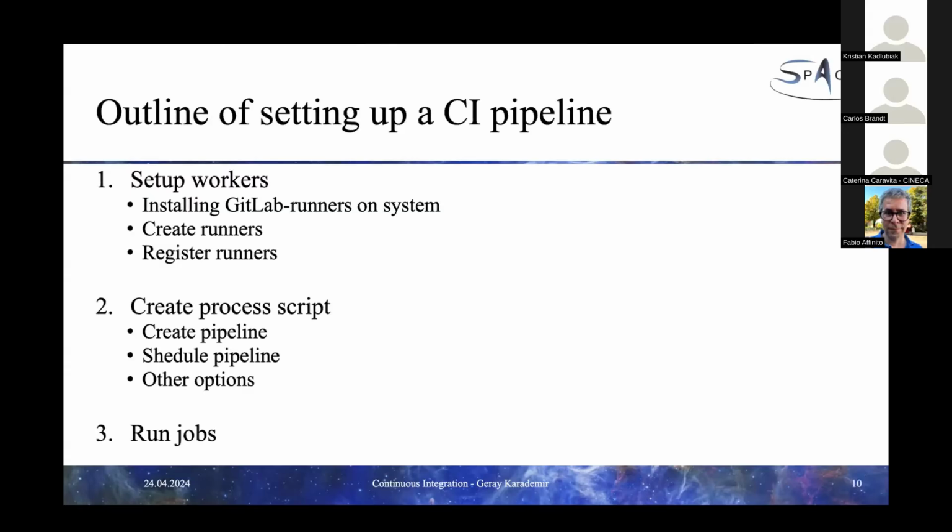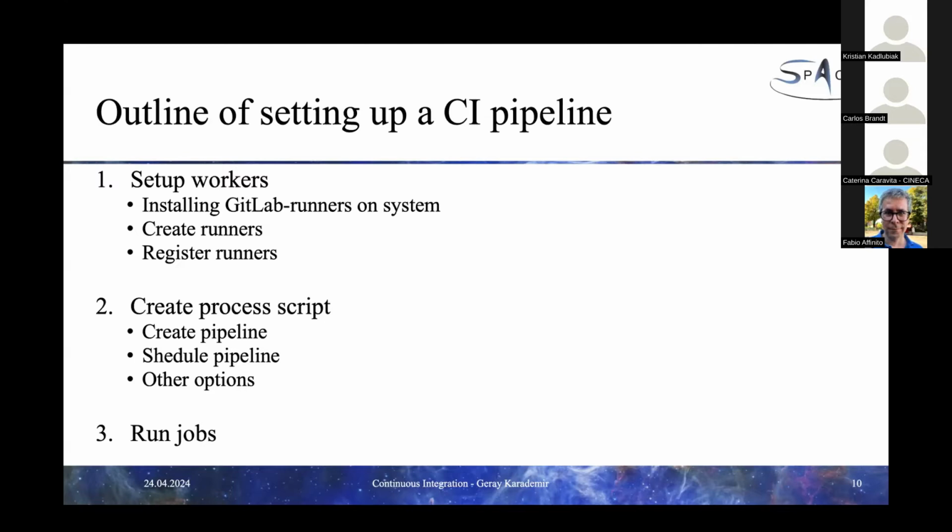Cool. So what do you need to set up the pipeline? I will just go through this now in a few bullet points. The first thing is, of course, that you need to set up the workers, because you need something which executes the code at the end of the day. These are the so-called GitLab runners. Of course, you need to install them on your system, and you have to create them and register them. No worries, I will go through this in more detail in a few minutes.